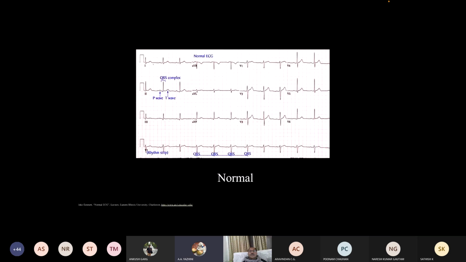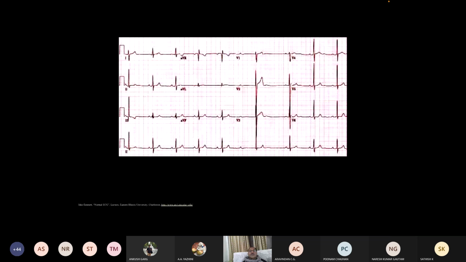Rate we'll calculate by counting the number of small squares between two R waves and dividing 1500 by the number of small squares, sir. Or 300 divided by the number of large squares. First is the rate, after that comes the rhythm.